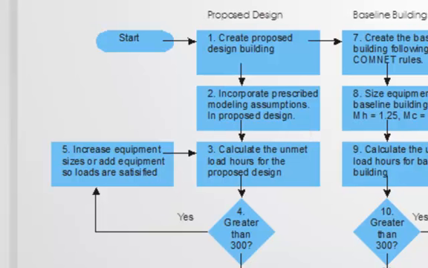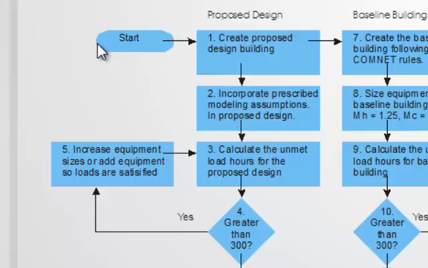After that, the third step is you calculate the unmet load hours for the proposed design, and then you test to make sure that these are not greater than 300. If they are greater than 300, then you go to step 5, and you have to go back and increase the equipment sizes or make some adjustments to the HVAC system in the rated building. Now this is something that doesn't happen automatically. This is something that the design engineer or the modeler will have to correct.